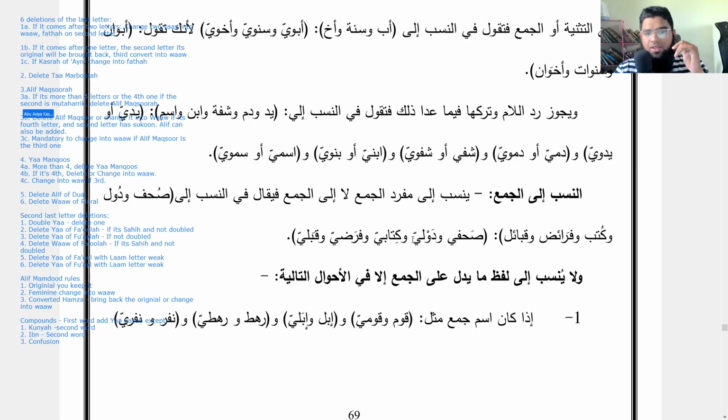So you should do a double step. First, take the word to singular, and then apply if it falls into these rules. Kitab, kitabi, faraid, faradi, and then qabail, qabali.